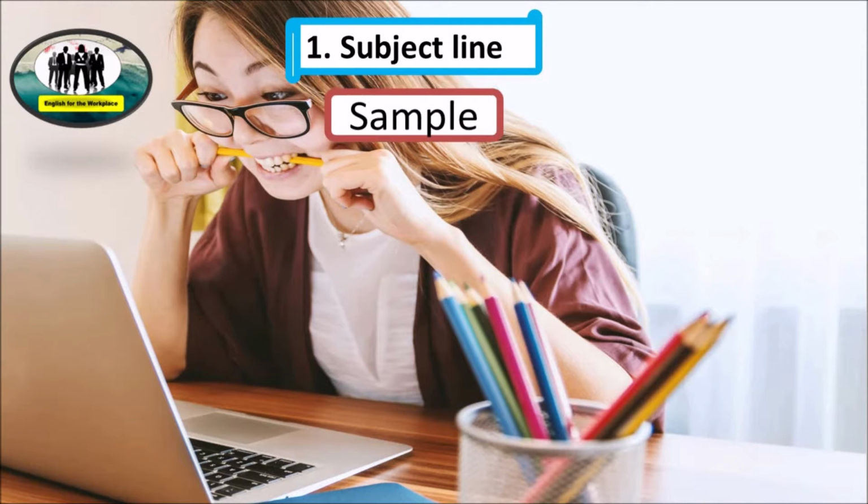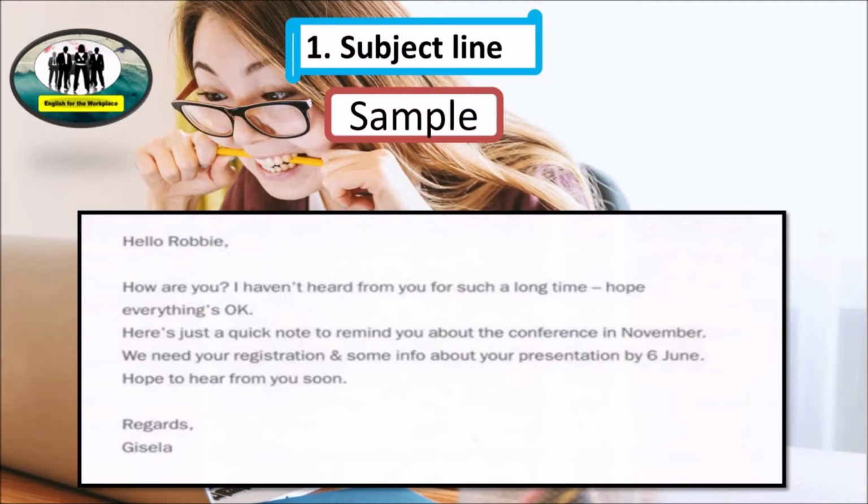Okay, let's see a sample or an example. See this email. Hello, Roby. How are you? I haven't heard from you for such a long time. Hope everything's okay. Here's just a quick note to remind you about the conference in November. We need your registration and some info about your presentation by 6 June. Hope to hear from you soon. Regards, Gisela. Okay, what do you think the subject line should be here?